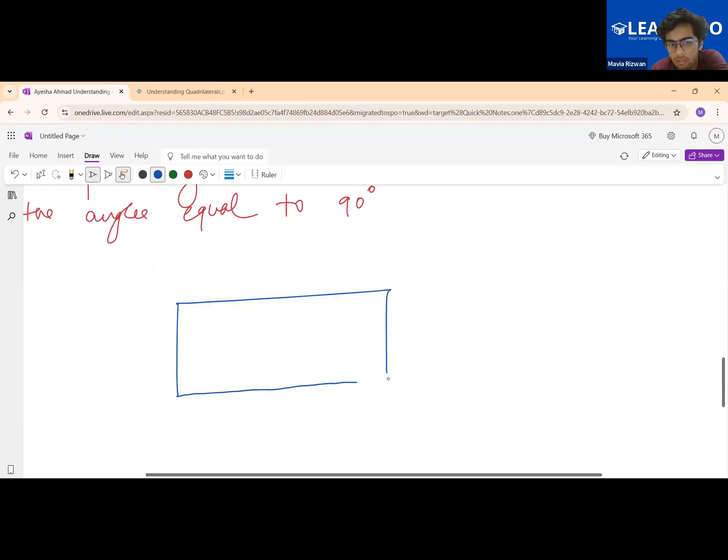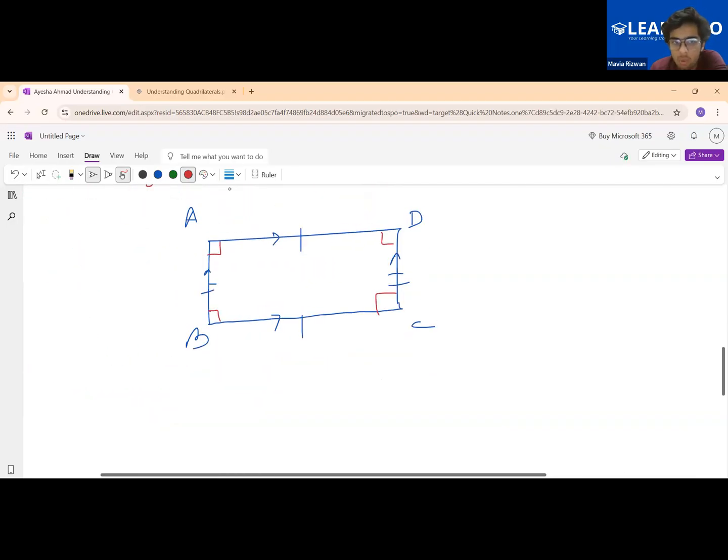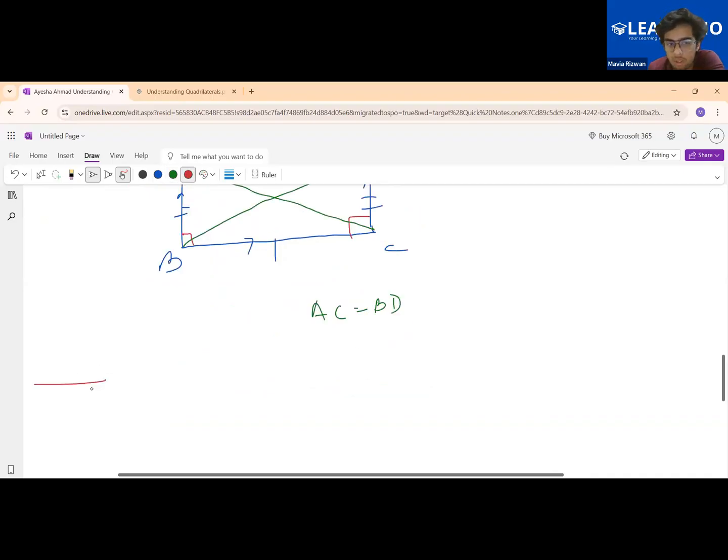This is a rectangle. We all know what a rectangle is. If this is A, B, C, D, we know that opposite sides are equal and parallel, just like a parallelogram. And the speciality is that the angles are equal and 90 degree. So this is 90 degree, this is 90 degree, this is 90 degree, this is 90 degree. Now, one of the properties is that the diagonals are equal to each other. So AC is equal to BD. In a parallelogram, Ayesha, the diagonals were not equal, but in a rectangle, the diagonals are equal.